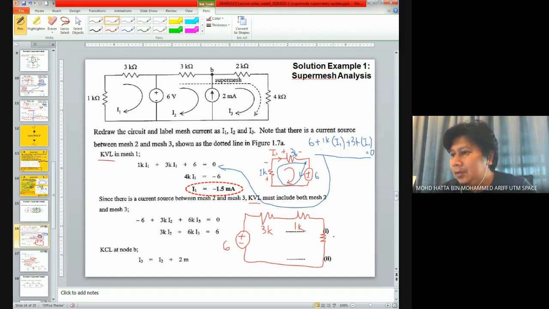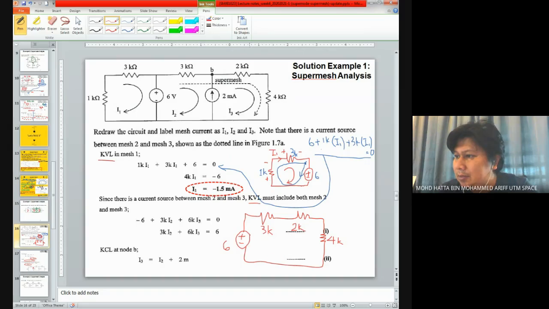And I have not 1 kilo, 2 kilos. Should be 2 kilos. Sorry. 2 kilo. And I have 4 kilo ohm over here. 4 kilo ohm means 4,000 ohms. This is also 3,000 ohm, and this is also 2,000 ohm.